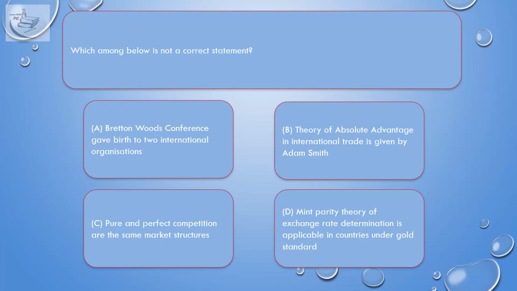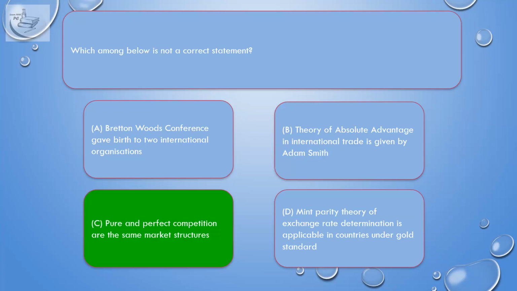Question: which among below is not a correct statement? A. Bretton Woods Conference gave birth to two international organizations. B. Theory of absolute advantage in international trade is given by Adam Smith. C. Pure and perfect competition are the same market structures. D. Mint parity theory of exchange rate determination is applicable in countries under gold standard. Correct answer is C. Pure and perfect competition are the same market structures.